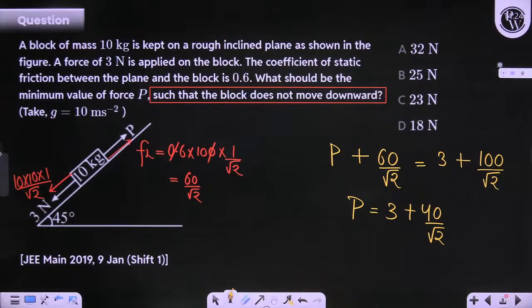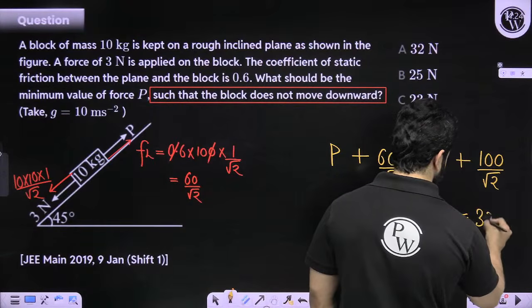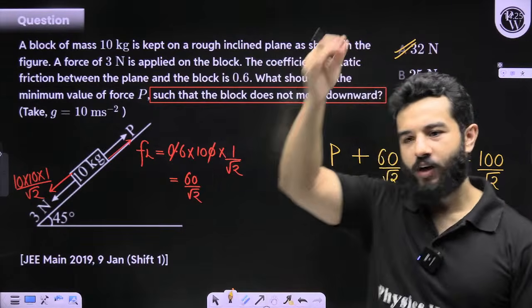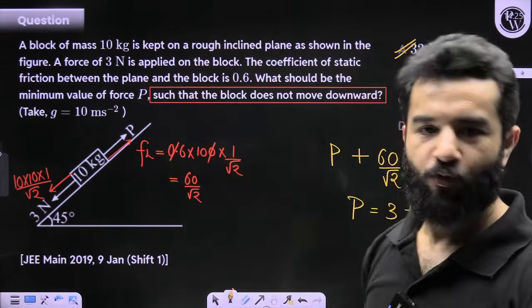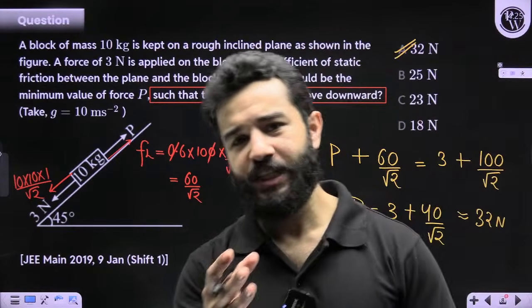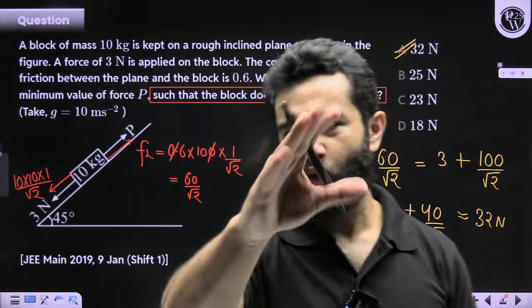Be quick, dosto. This is going to be around 32 Newton. Please remember root 2 is 1.414. Option B is incorrect. Ayushi ji, option B is incorrect. Option A is correct. If you have any doubt, do let me know.